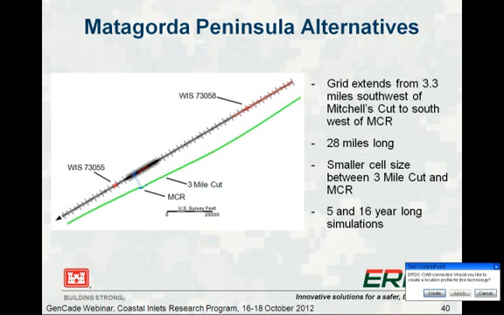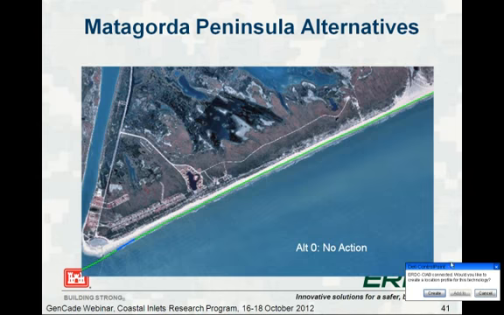This shows the grid that we used for the Matagorda Peninsula alternatives. We looked at a 28-mile long grid that extended from 3.3 miles southwest of Mitchell's Cut to southwest of the mouth of the Colorado River. We had 2 wave gauges. We did have a smaller cell size between 3 Mile Cut and the mouth of the Colorado River, and we looked at 5 and 16-year-long simulations for this case. So I'm going to flip through each of our alternatives.